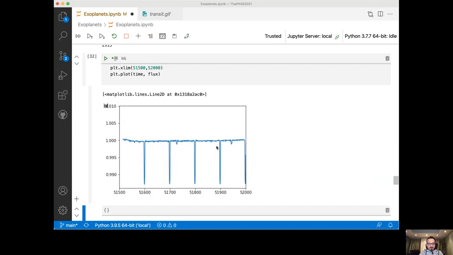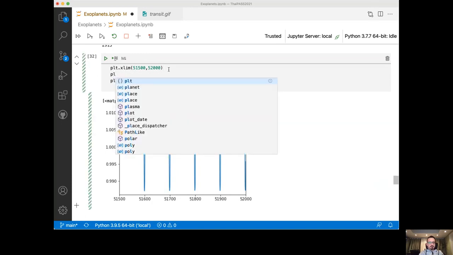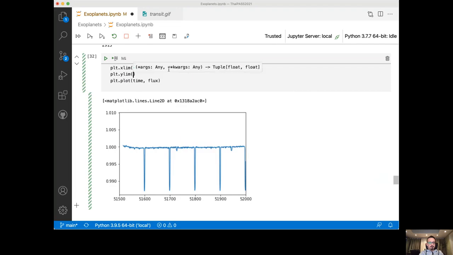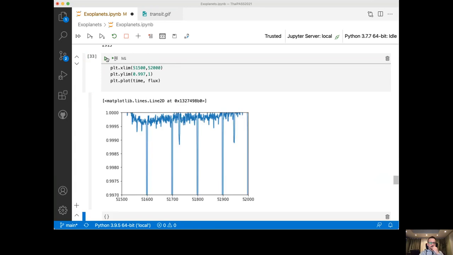And now, because I want to see what happens for this small planet, I need to change the y-axis scale. So say 0.997 up to 1. So now you can see the second planet a bit better. It's this one and this one. Okay, so there are at least two, maybe there's a third planet in this system.